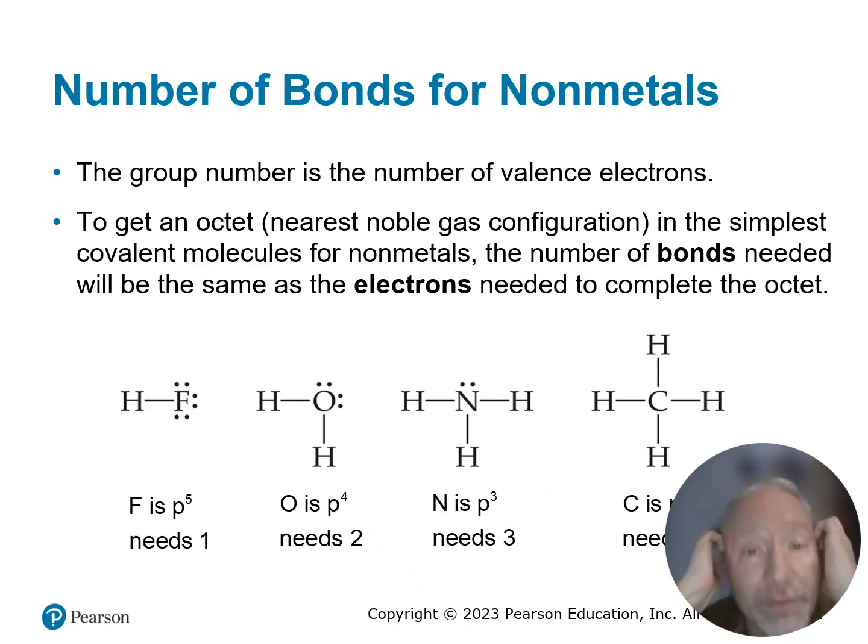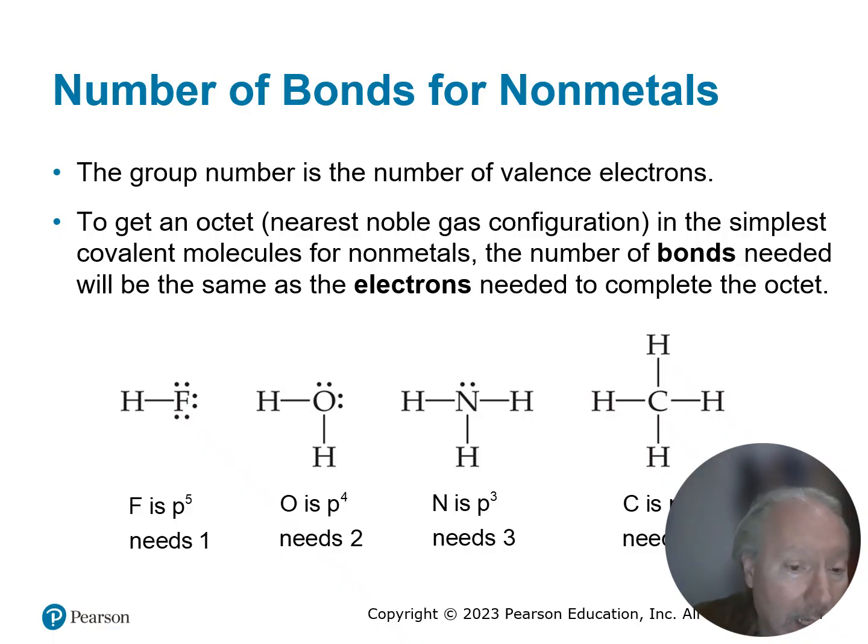Now, the number of bonds for nonmetals. Remember, oxygen, hydrogen, carbon, all of these are nonmetals. And hydrogen and fluorine are both nonmetal atoms. Fluorine has 5 electrons in the p orbitals and 2 in the s. And it really only needs one more electron to be happy, and it gets it from hydrogen. And hydrogen needs only one electron from fluorine. So they end up sharing an electron.